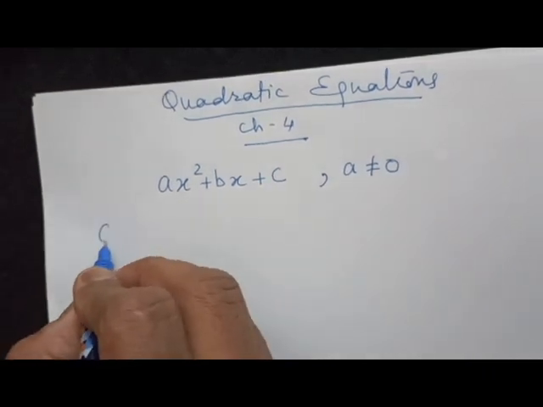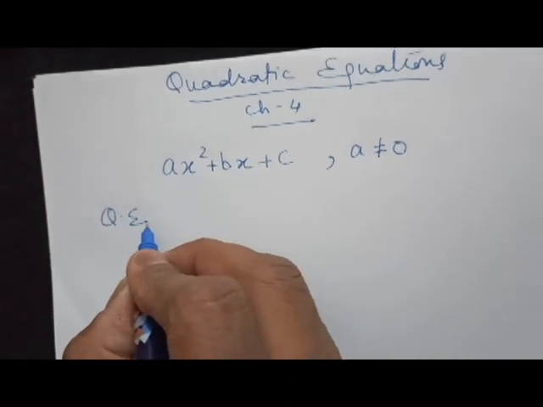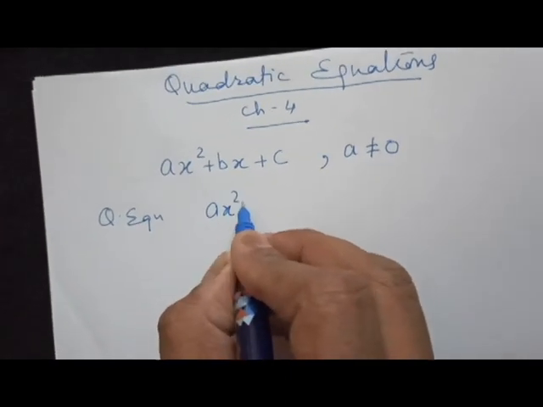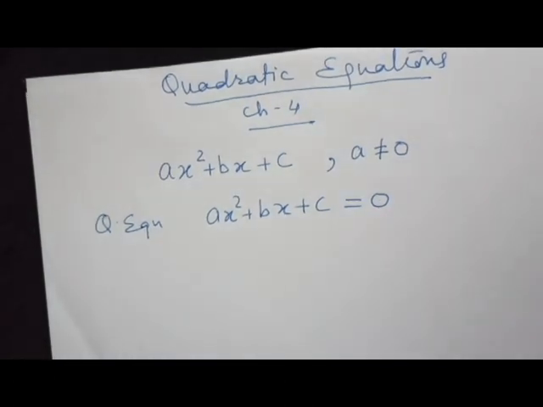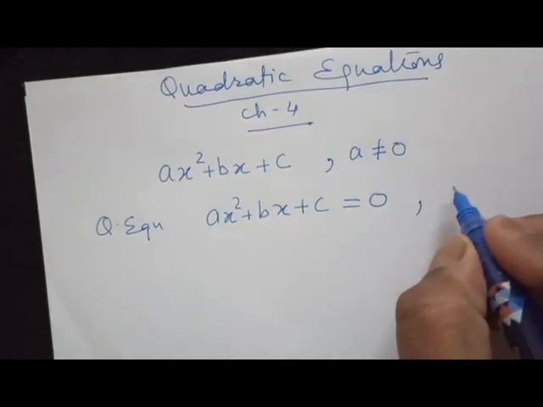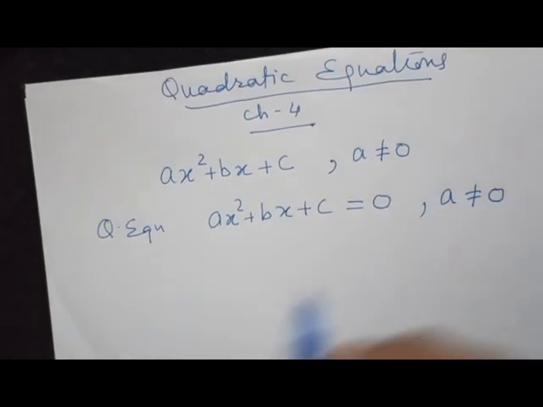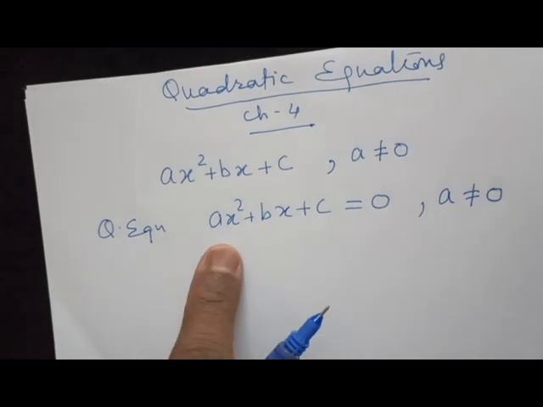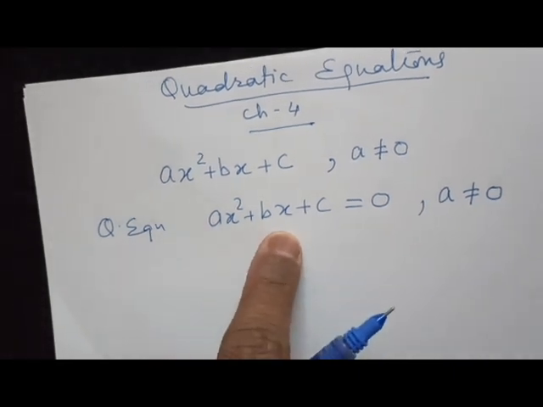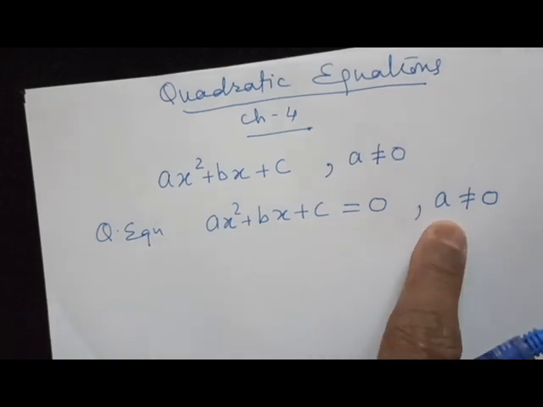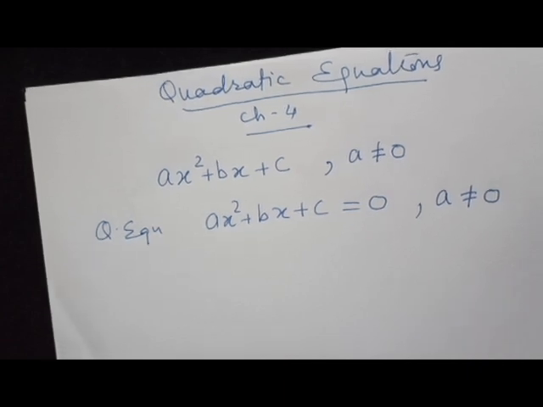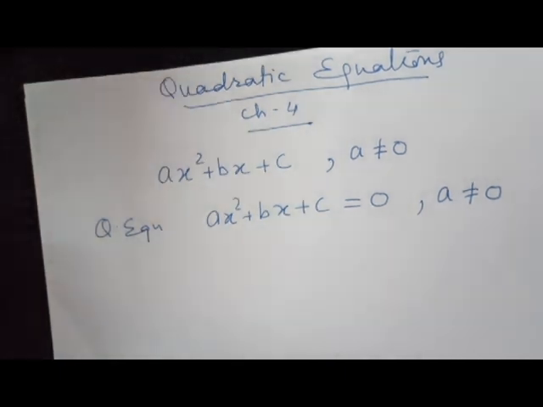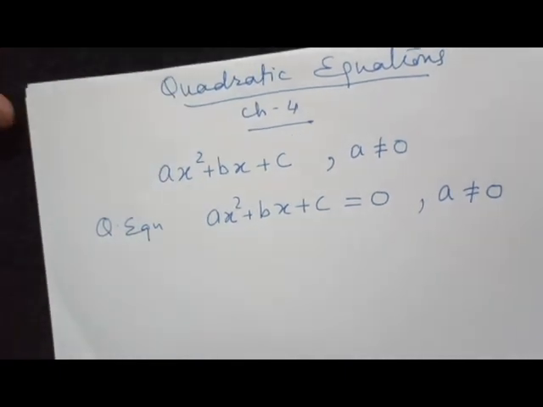So what is a quadratic equation? This is basically ax square plus bx plus c is equal to 0, provided a is not equal to 0. So any quadratic equation is of the form ax square plus bx plus c equal to 0, where a is not equal to 0. First of all, there will be questions of 1 mark where they will ask you whether the given equation is a quadratic equation or not.